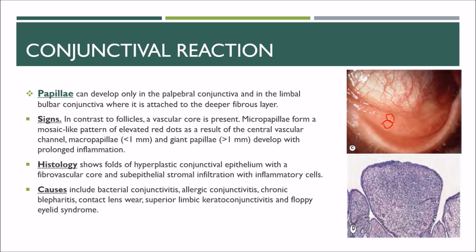Histology shows folds of hyperplastic conjunctival epithelium with a fibrovascular core and subepithelial stromal infiltration with inflammatory cells. Late changes include superficial stromal hyalinization, scarring, and formation of crypts containing goblet cells. Causes include bacterial conjunctivitis, allergic conjunctivitis, chronic blepharitis, contact lens wear, superior limbic keratoconjunctivitis, and floppy eyelid syndrome.